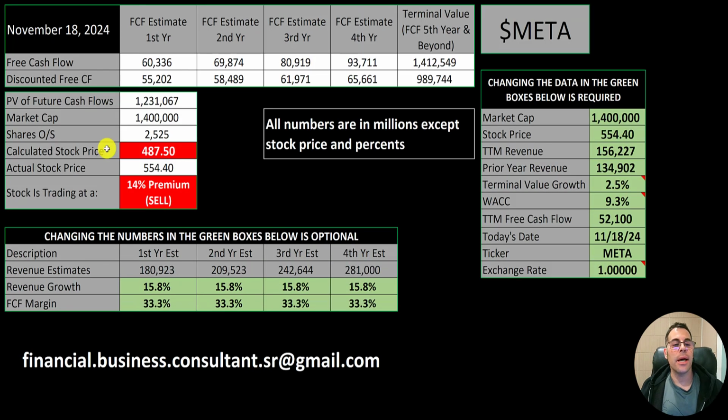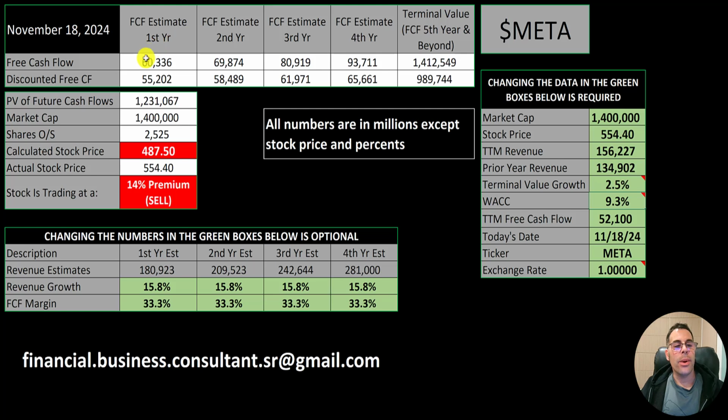Our calculated stock price is $487.50. It's trading at $554, so it's trading at a 14% premium. It's a sell according to the model. If it's overvalued, it's red. That means it's a sell, do not buy. Let me lower the WACC to 6. Now it's undervalued. Now it's blue.